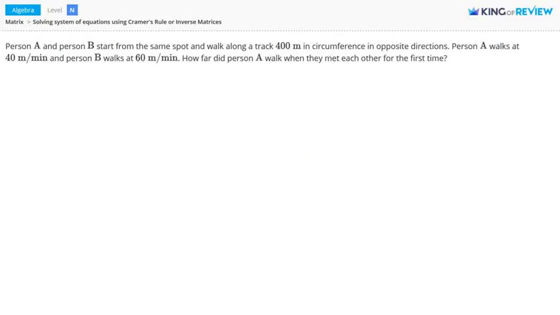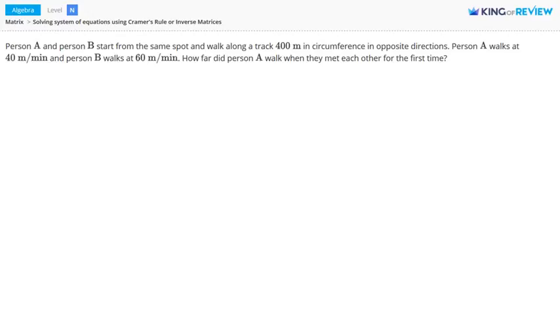Person A and Person B start from the same spot and walk along a track 400 meters in circumference in opposite directions. Person A walks at 40 meters per minute and Person B walks at 60 meters per minute. How far did Person A walk when they meet each other for the first time?